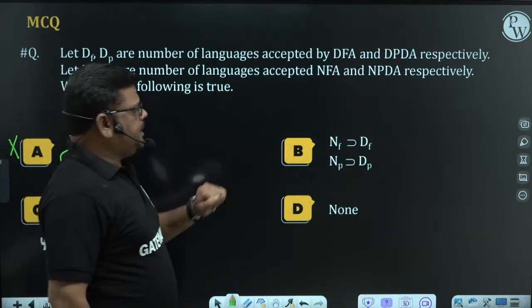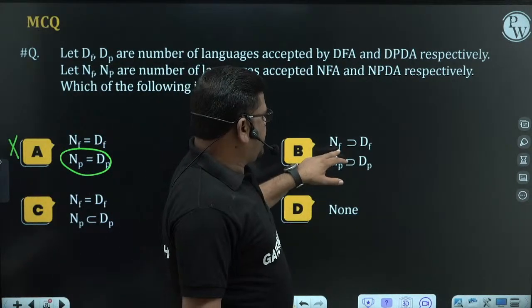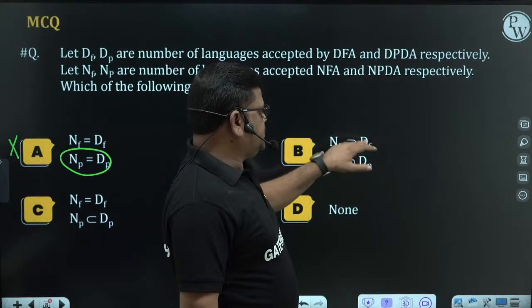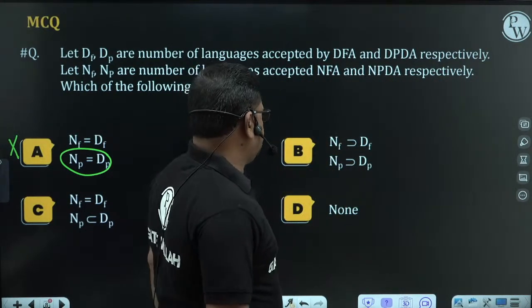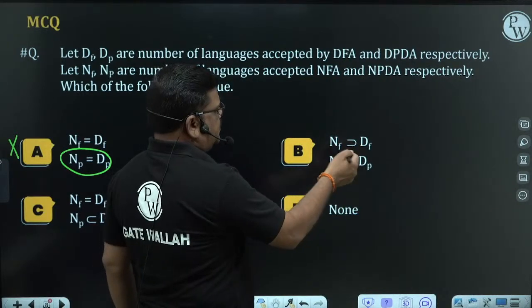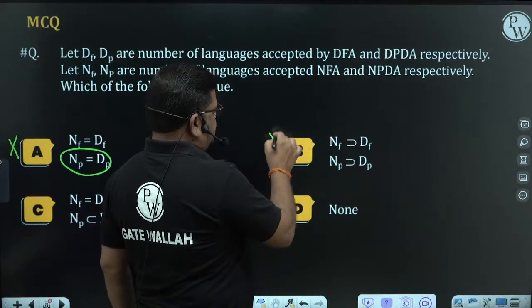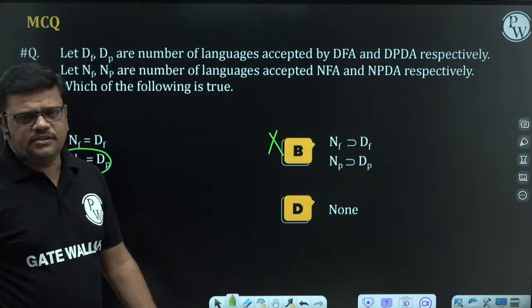Come to option B. NF is NFA, DF is DFA. In the finite automata case, the number of languages should be equal, but here it is saying NFA more. That's why this is also a wrong option. Easy one.